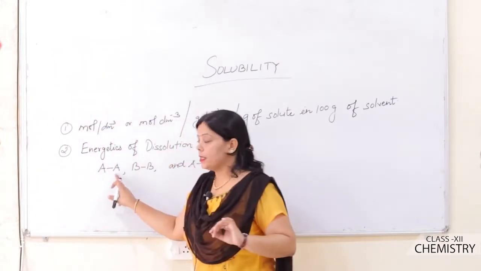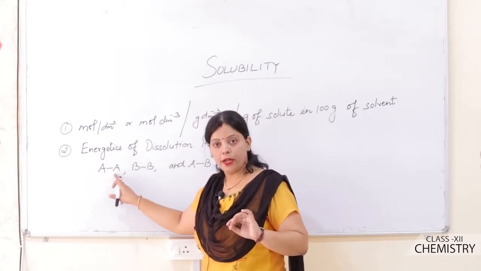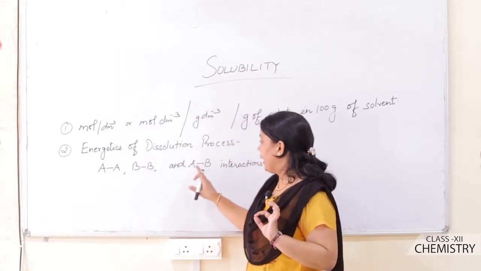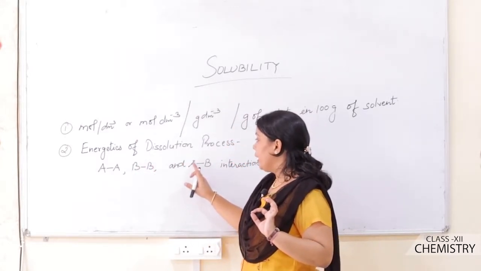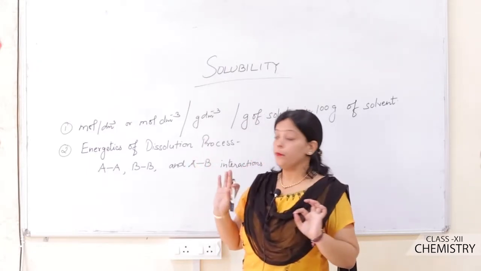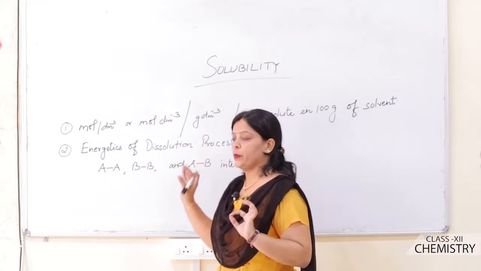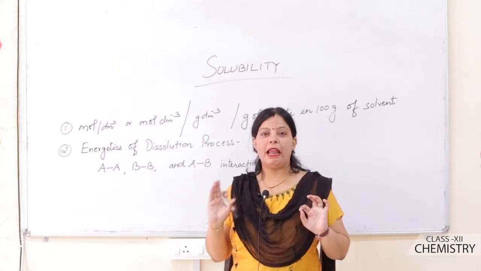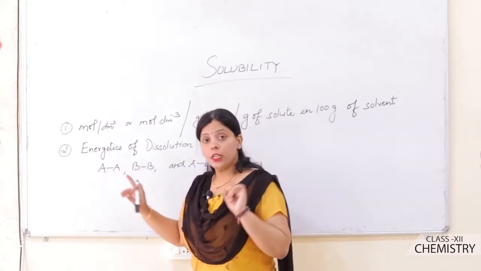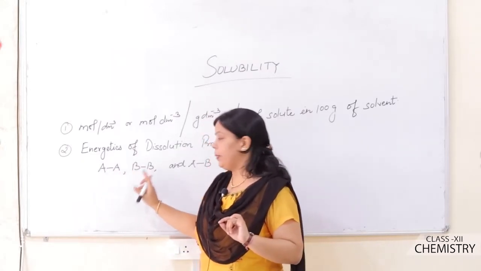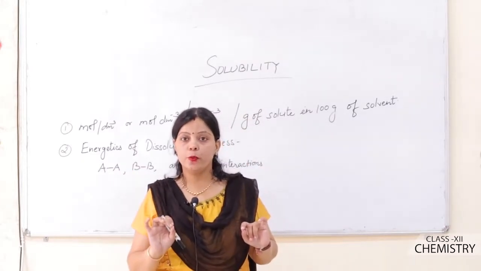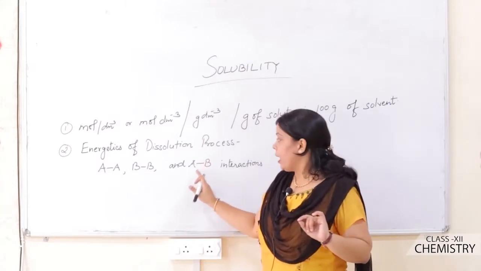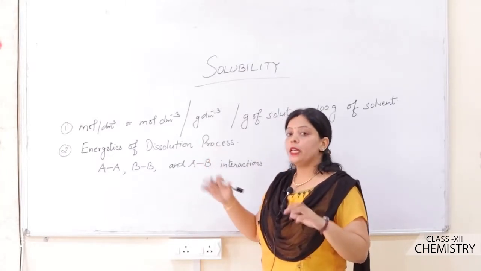AA means the interaction between solvent and solvent. BB means the interaction between the particles of solute and solute, and AB means the interaction of solvent particles and solute particles. So when we are going to dissolve a specified amount of solute in a solvent, these three interparticle forces play an important role. During the dissolution process, the AA and BB interparticle forces have to be overcome with the supply of energy, whereas the AB interaction has to be established with the release of energy.